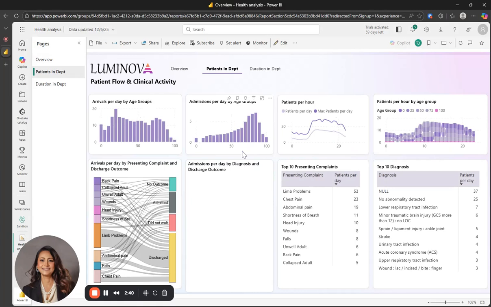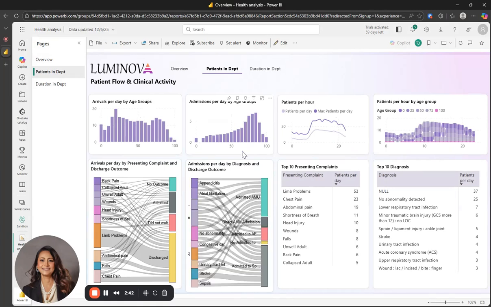This second page provides a more detailed breakdown of patient flow within the emergency department. It focuses on arrivals, admissions, presenting complaints, diagnosis, and patterns of activity across age and time of day.